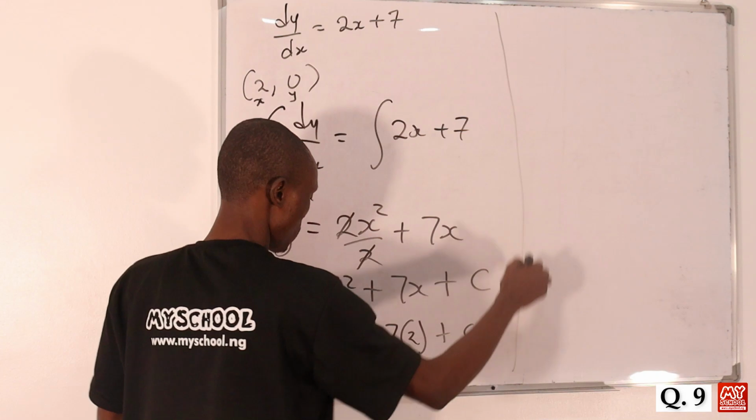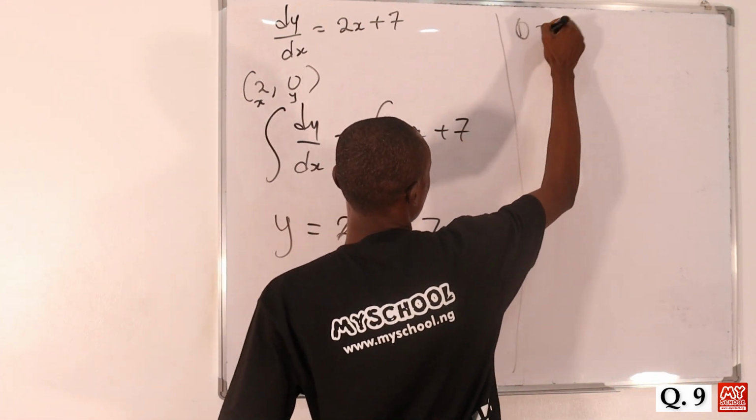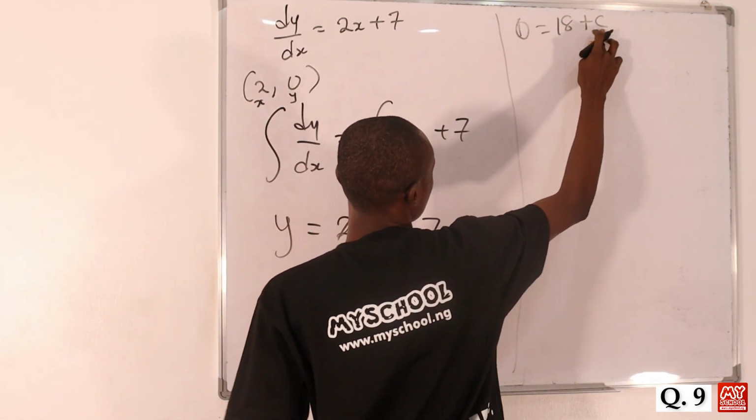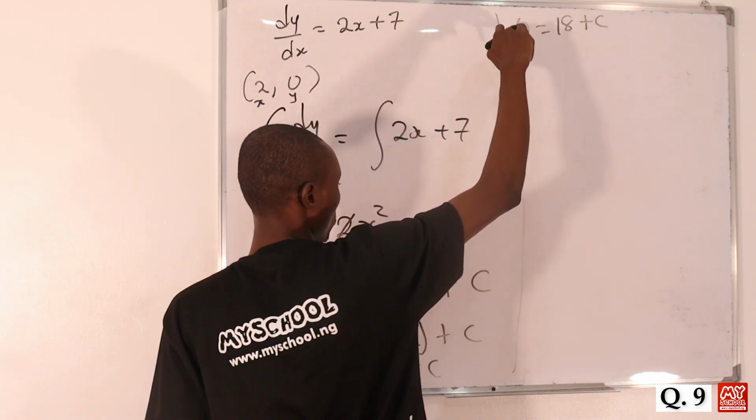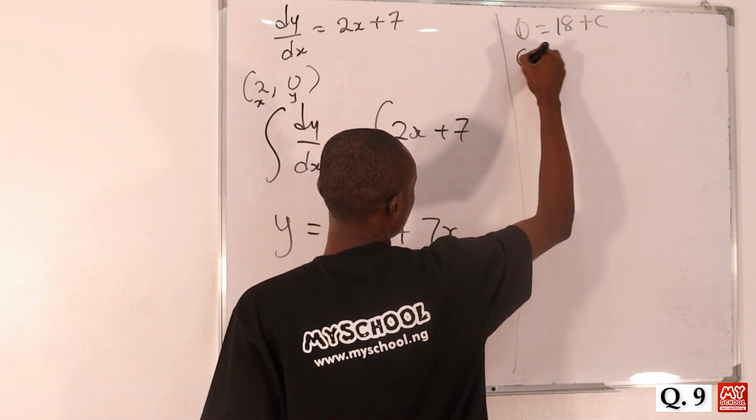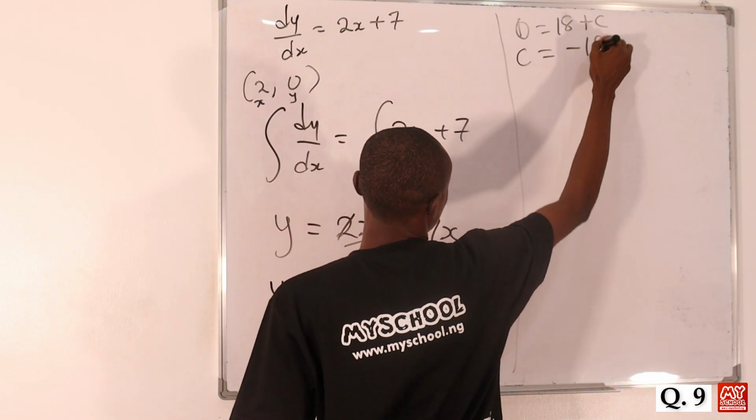Of course, here we'll be having 18. 0 is equals to 18 plus c. So since we are looking for c, we just move 18 to the other side of the equation, so that we'll be having c equals to minus 18, okay?